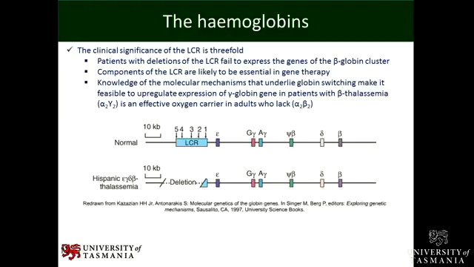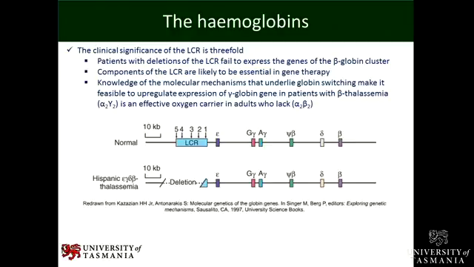Patients with deletions in the locus control region fail to express the genes of the beta globin cluster. The gene's there, they just don't have this region. So can we switch that region back on? Can we introduce sensitive sites to reopen that chromatin to allow it to be switched back on? Yes, we can. We can do that in the lab.